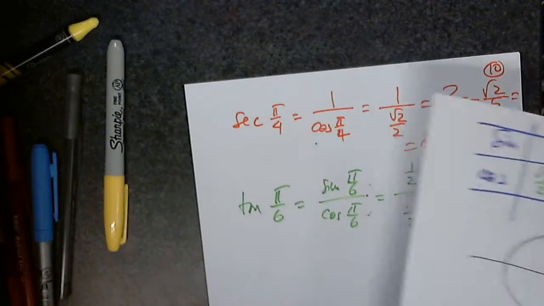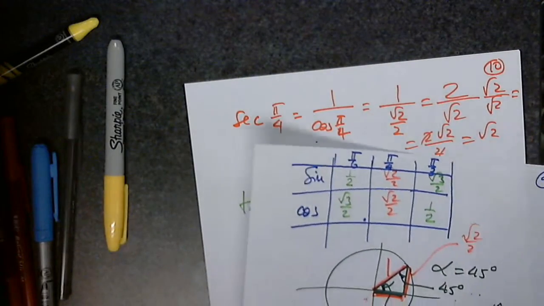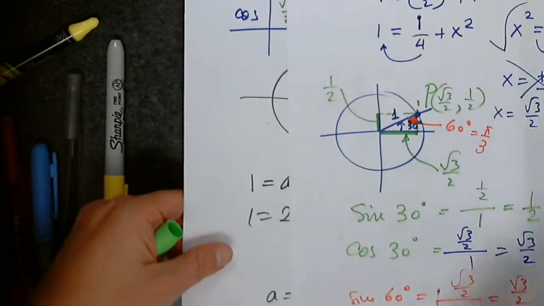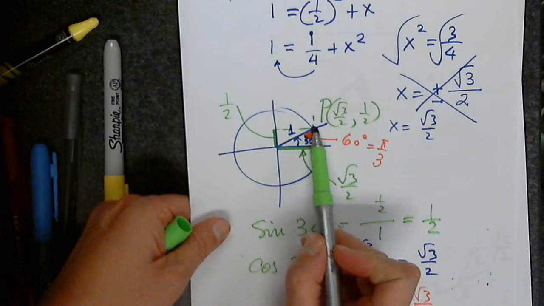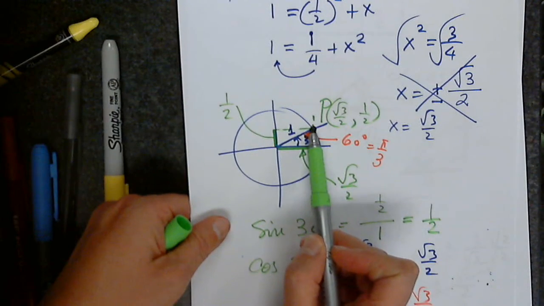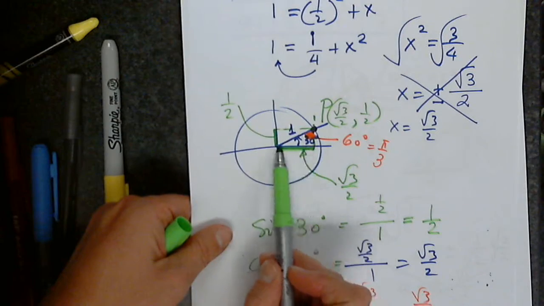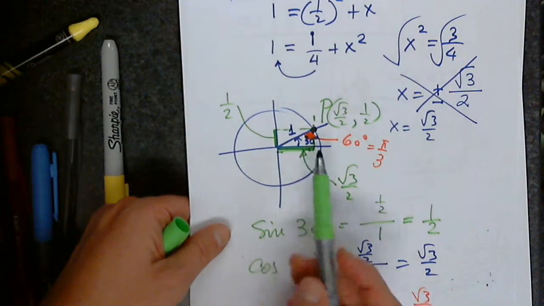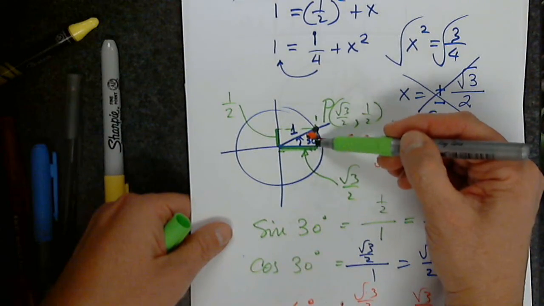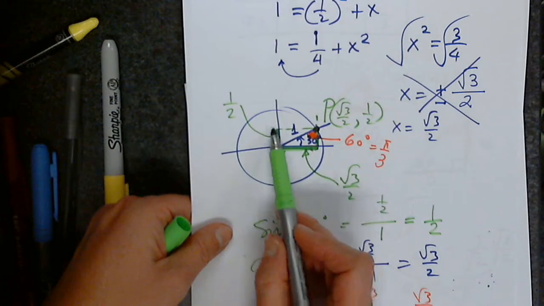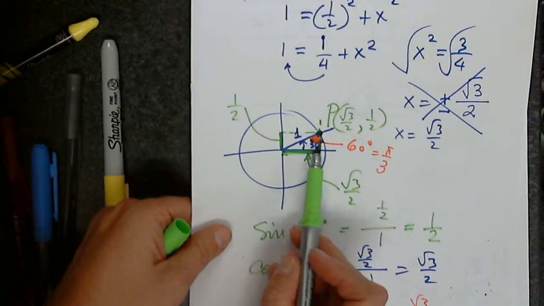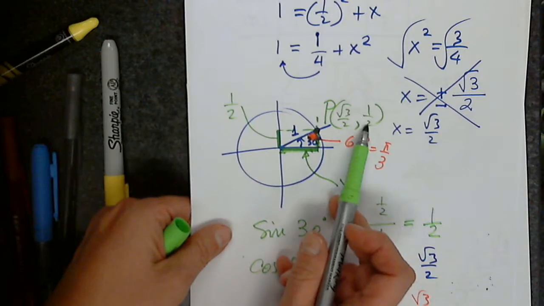Now coming back to this. You remember I asked you, give me the coordinates of this point. And you gave me the square root of 3 over 2, and you gave me 1/2, right? X and Y. So the square root of 3 over 2 and the height of 1/2.